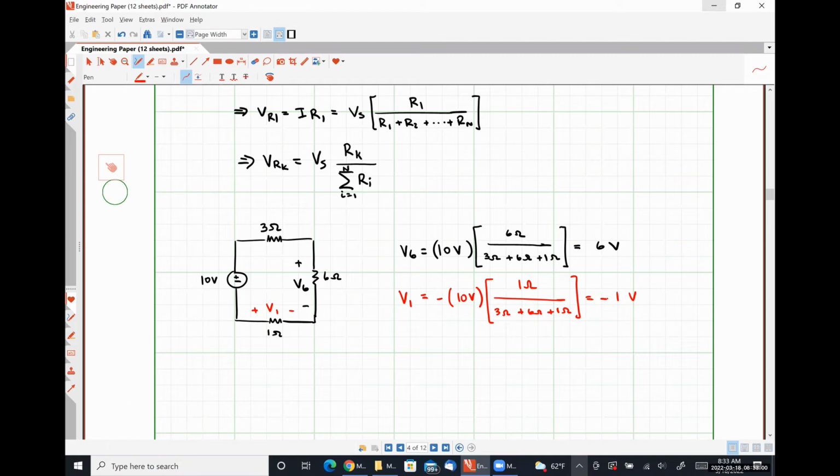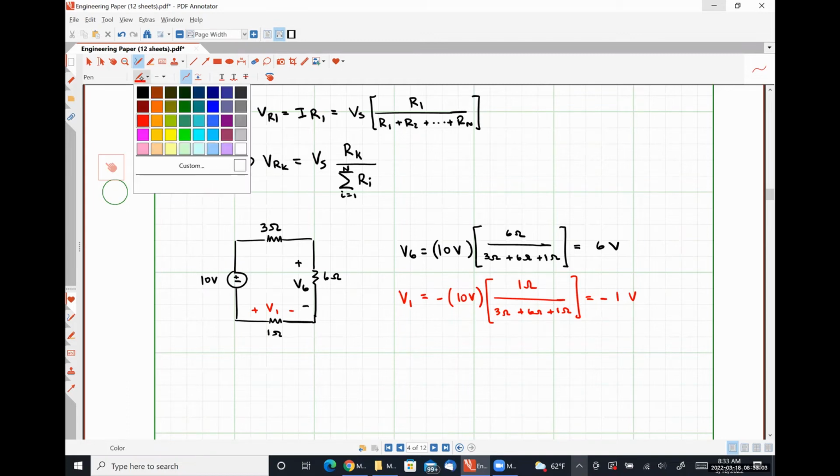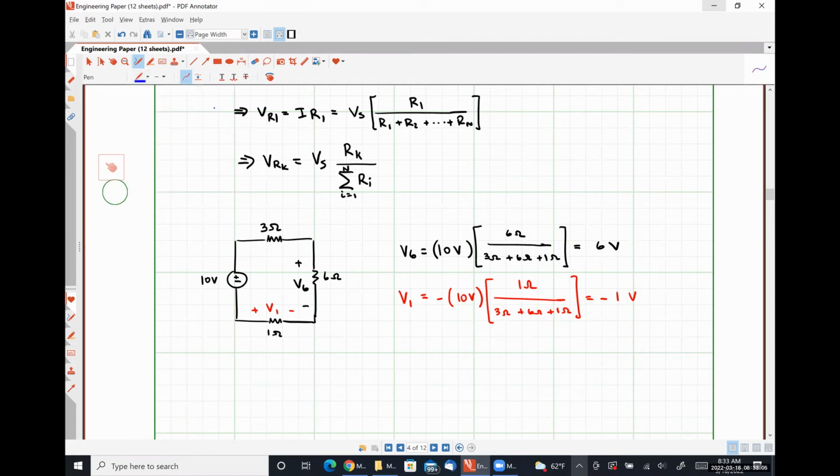So let me explain a little bit more succinctly what's happening here. We are making an assumption that our current I is flowing out of the positive polarity terminal of our known voltage, right? Well, when the current flows into the negative polarity terminal of one of our resistors, Ohm's law tells us that we should expect a negative voltage drop. That's all that's happening here. Okay, it does not contradict anything we've done before. In fact, it reinforces it.